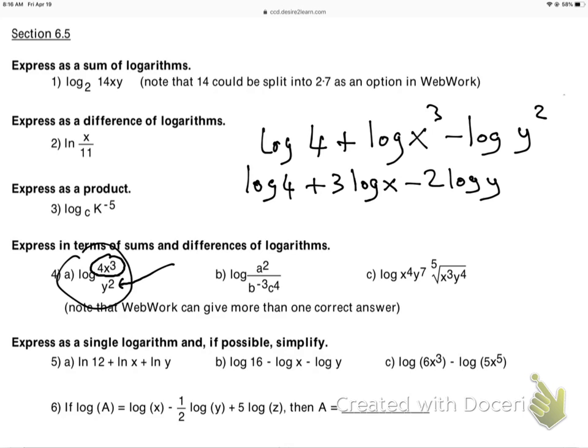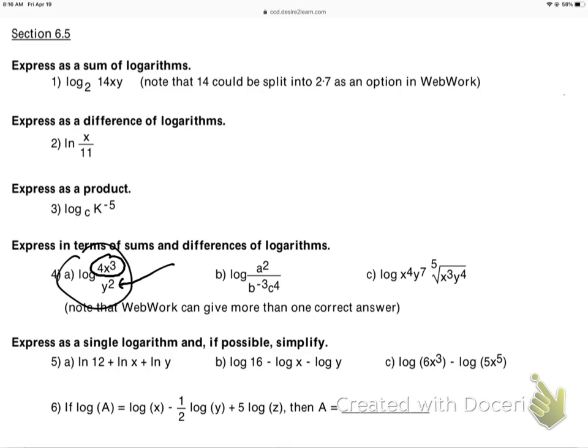So the same goes for all of these B and C here. Just be aware that for C here, if I write it out like this, it's log of x to the 4th, y7. I'm not breaking it up yet. Now, this is what you might get a little bit unsure about. This is x to the 3/5, and that is y to the 4/5.